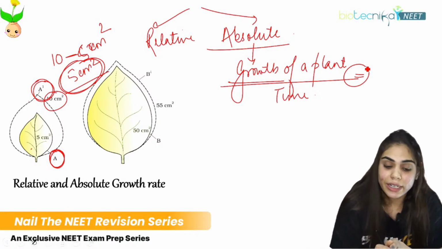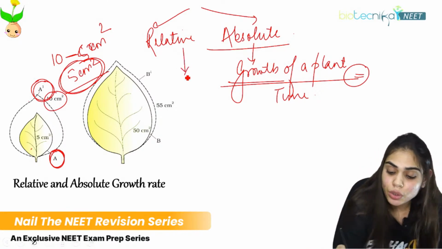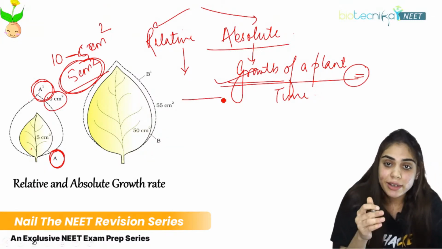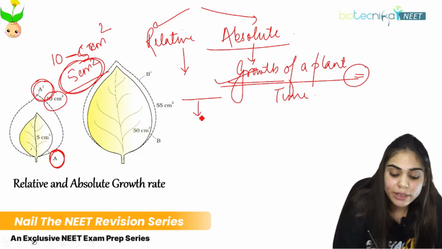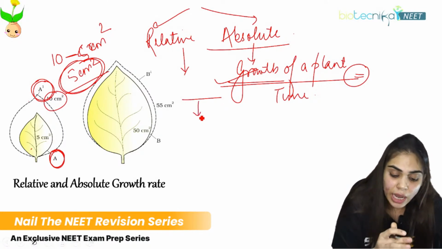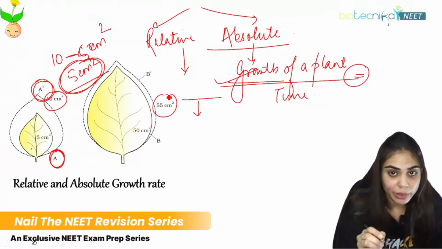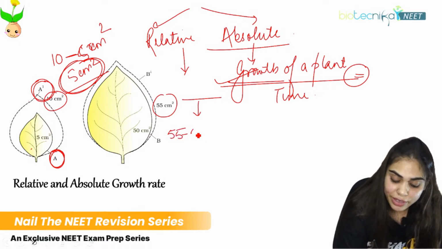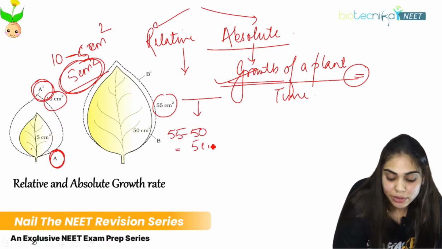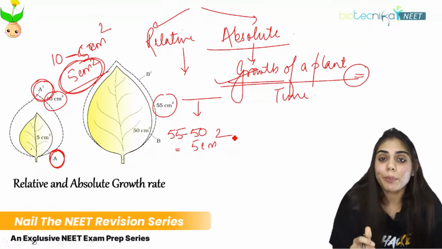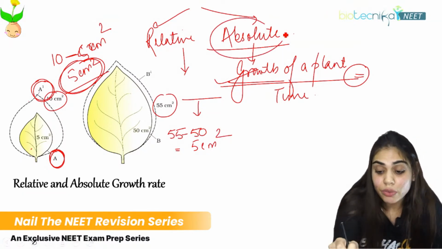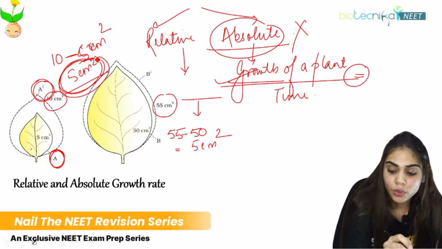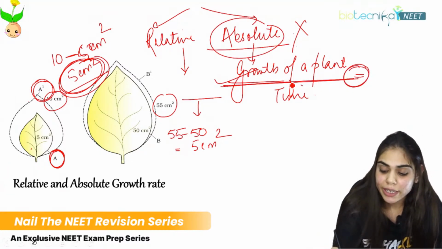But what about the relative growth rate? We are finding the growth of a plant per unit time, but here we are considering the initial value. We are considering the initial value and then calculating the relative growth of a plant. How are we doing so? Like in the case of absolute, we subtracted the initial value from the final value. Here also we'll do the same. 55 minus 50 is what? 5 centimeters square. And here we have to compare it with the initial value. But there we were not doing any comparison. We were just subtracting the initial value from the final value and then signifying it with the help of time.